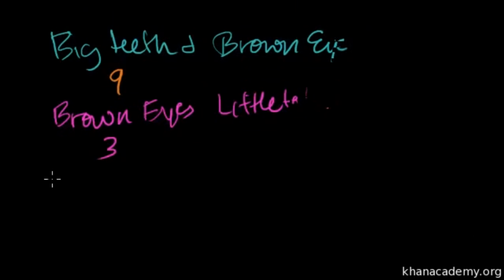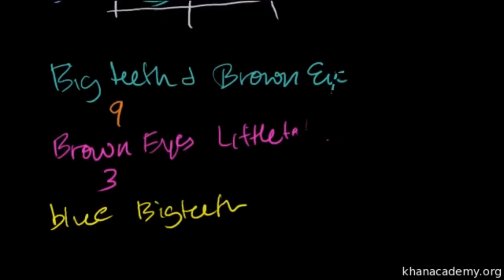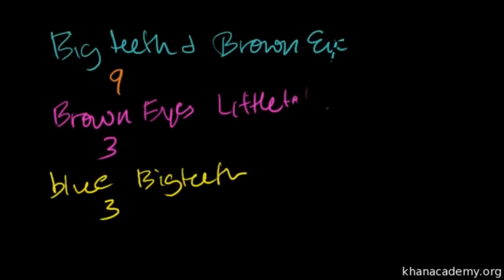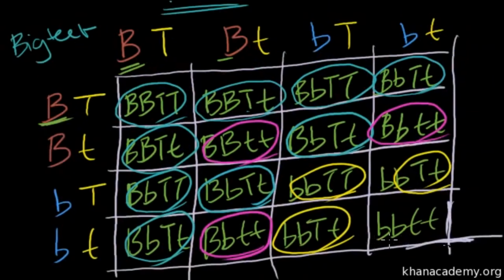3. And if I were to say blue eyes and big teeth, what are the combinations there? This is blue eyes and big teeth, blue eyes and big teeth, blue eyes and big teeth. So there's 3 combinations there. And then if I want to be recessive on both traits, I want blue eyes and little teeth. There's only one. Out of the 16, there's only one situation where I inherit the recessive trait from both parents for both traits.